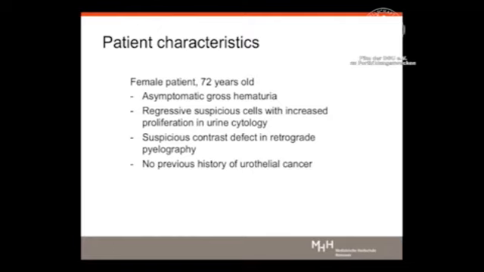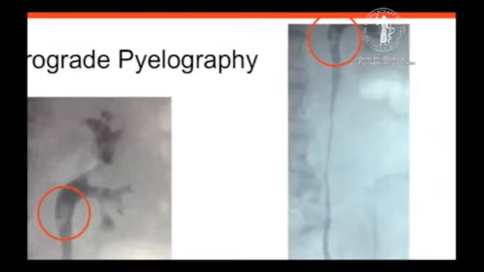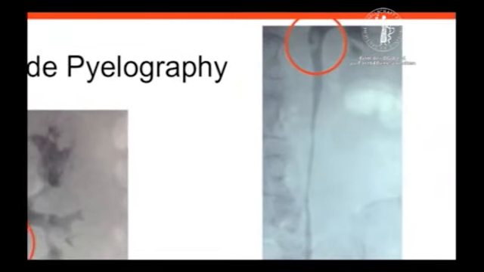The urine cytology showed suspicious cells with increased proliferation. In the retrograde pyelography we detected a suspicious contrast defect in the pyelo-ureteral junction. The patient had no history of urothelial cancer.